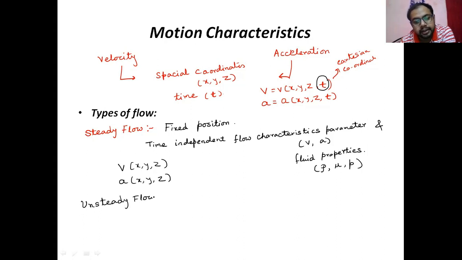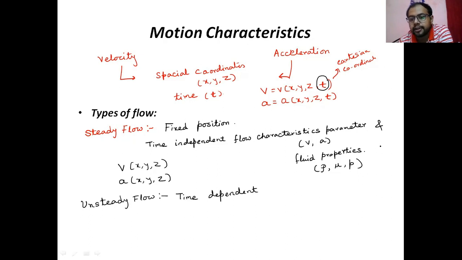Simply opposite. What does it mean? That it is time dependent. It depends on the time. It is varying with the time. So the same flow characteristics parameter and fluid characteristics parameter is varying with the time. This is the concept we are taking here. So this is the concept. It is a time dependent flow.